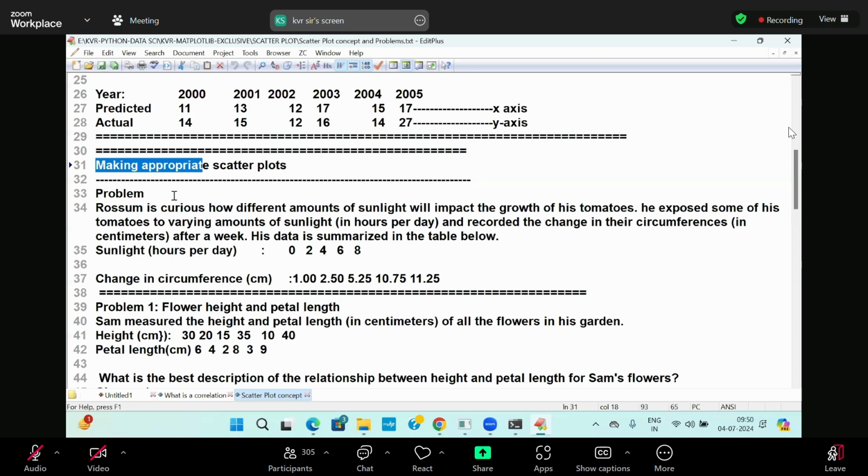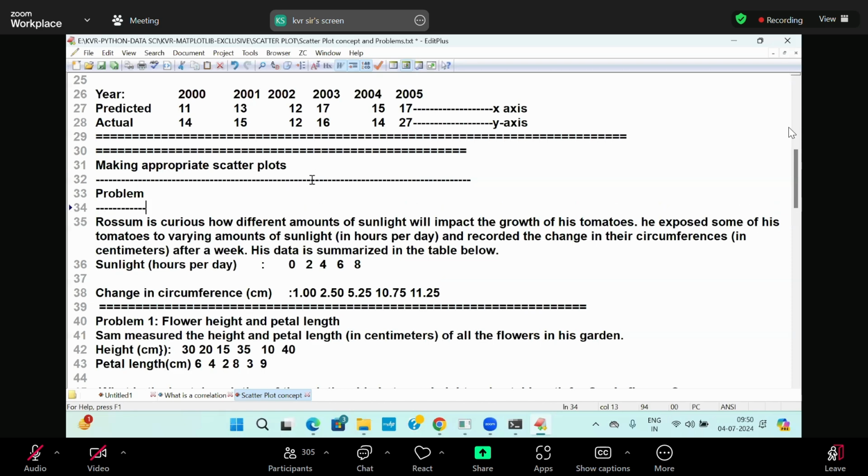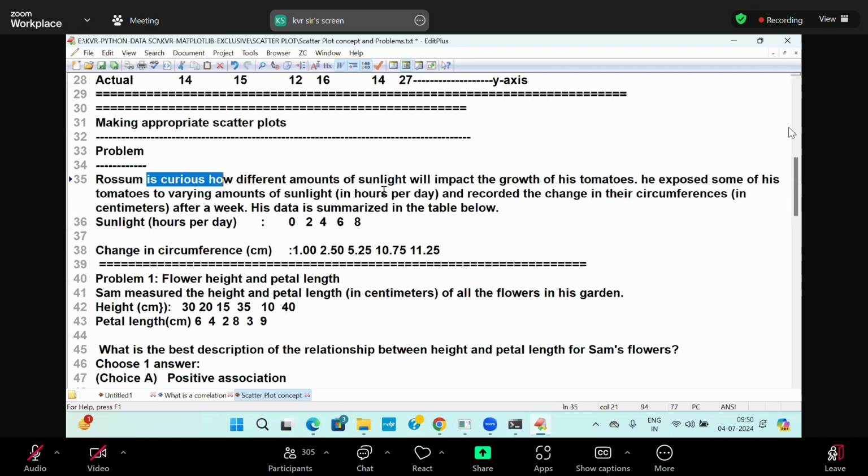Next, one more problem. These are all the problems you must do. Rosam is curious how different amounts of sunlight will impact the growth of his tomatoes. Actually, this is one person's name that was there in the written test.